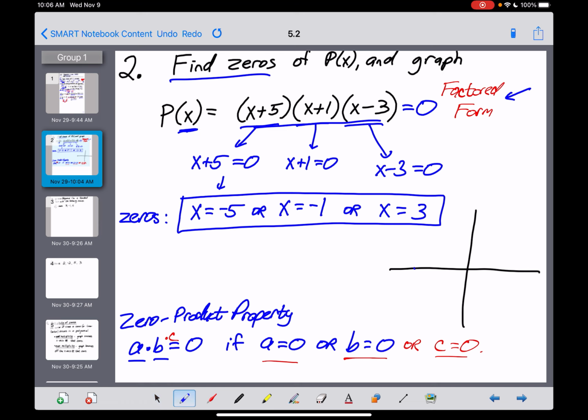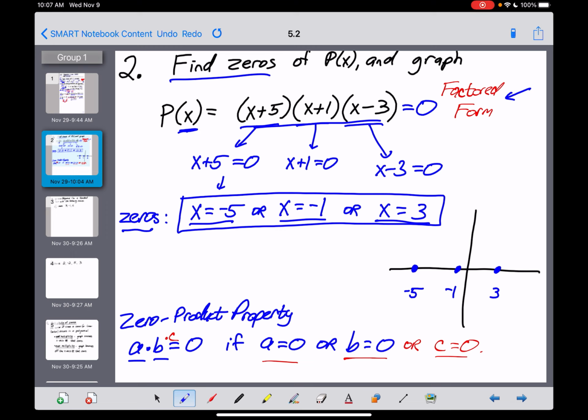So we've got one of them right out here. I'm just eyeballing this graph at -5. We have another one right over here maybe at -1, and another one over here to the right at x equal to 3. So what we've learned from the first part of this problem is that this polynomial function crosses the x-axis 3 times because it has 3 zeros, once at -5, once at -1, and once at 3.